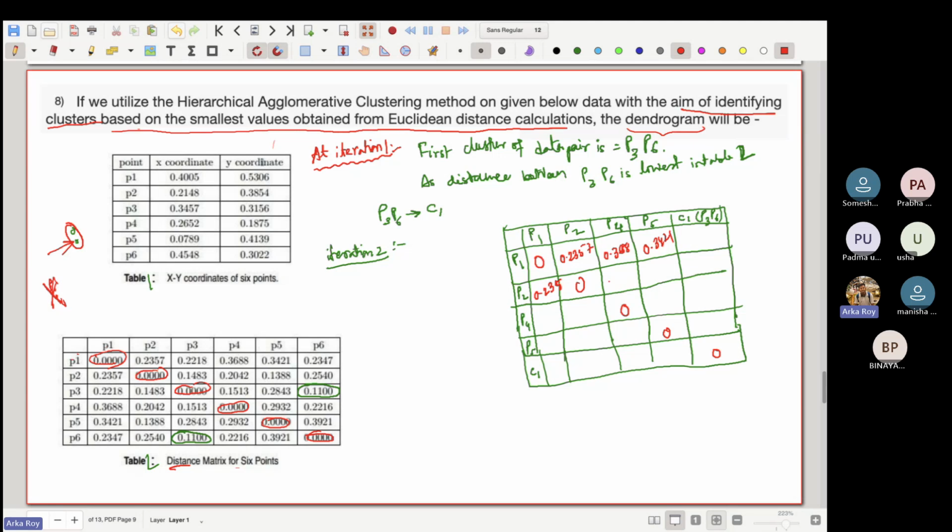Okay, so the distance from P2 to P4 is 0.2042. Then we have 0.1388. The distance from P4 to P1 is 0.3688. Then we have 0.2042, and the distance from P4 to P5 is 0.2932.